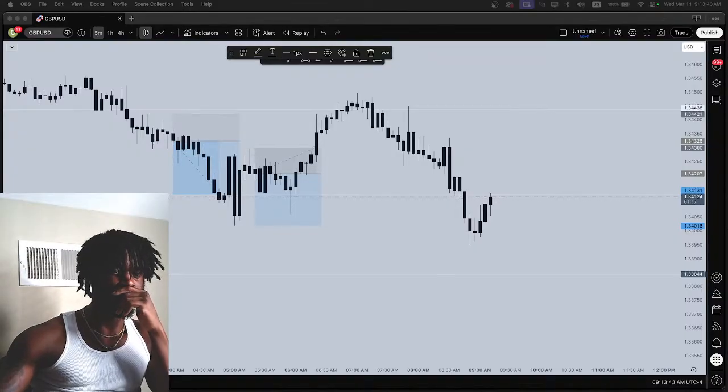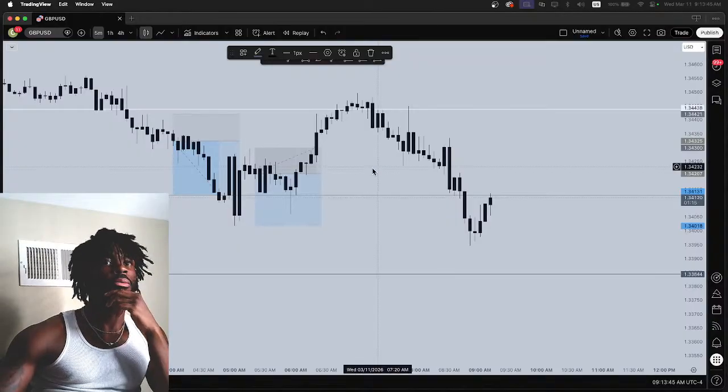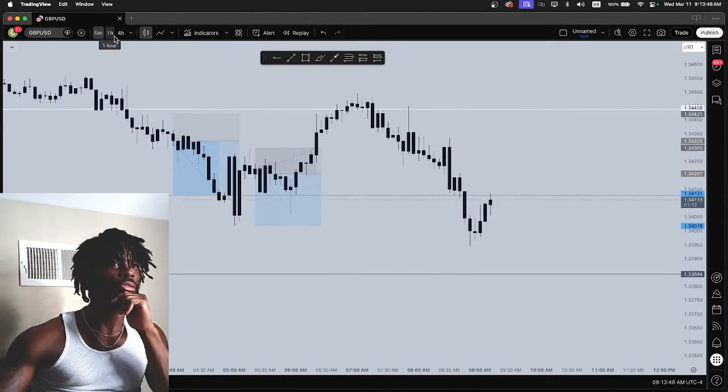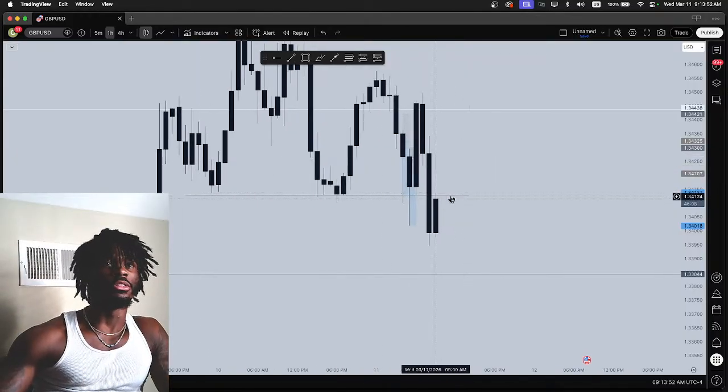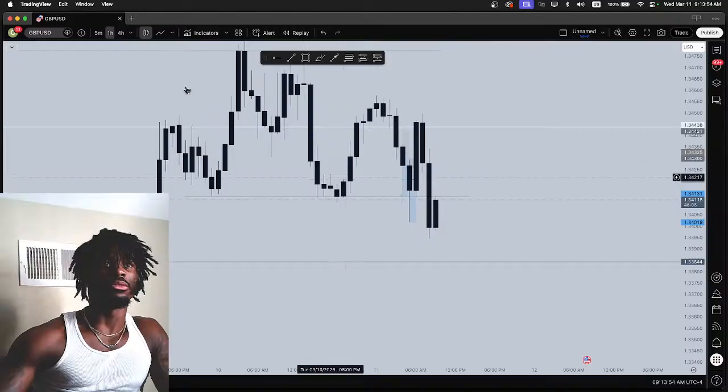Good. Perfect, perfect, perfect. Want to look for some sells here on GU. If price does maintain below this area of support, I do want to look to take a potential sell.